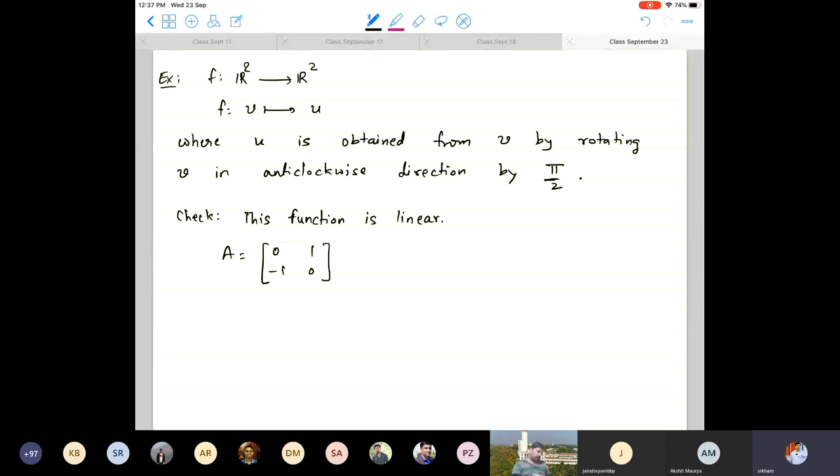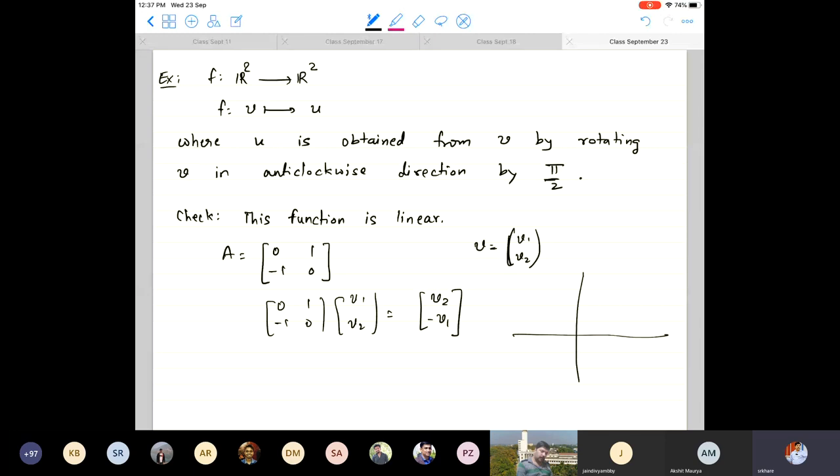What is it saying? You have a vector V. So this vector V is V1, V2. Then what happens? You multiply V1, V2 by this matrix A. So 0, 1, minus 1, 0 into V1, V2. What would you get? You would get V2, minus V1. So in the plane, what is really happening?